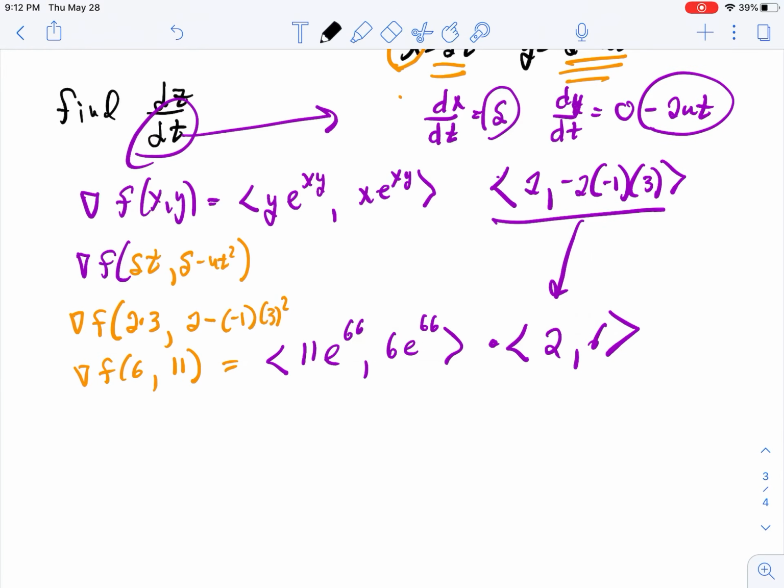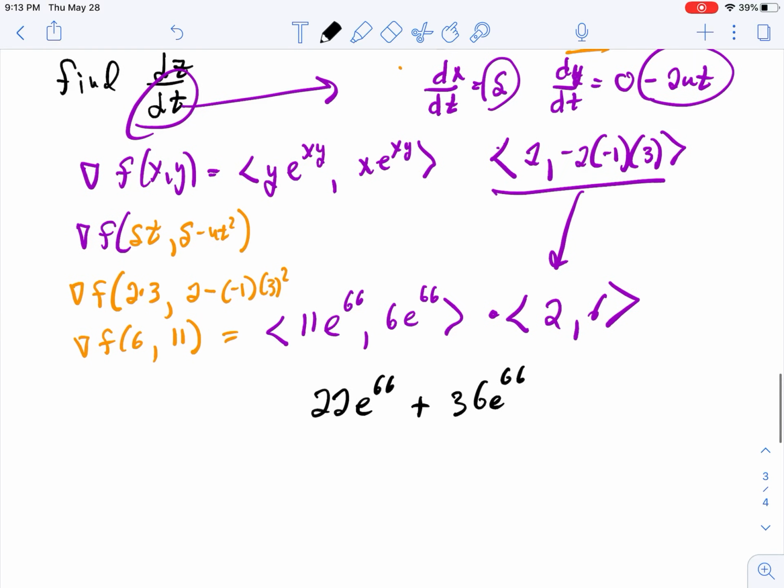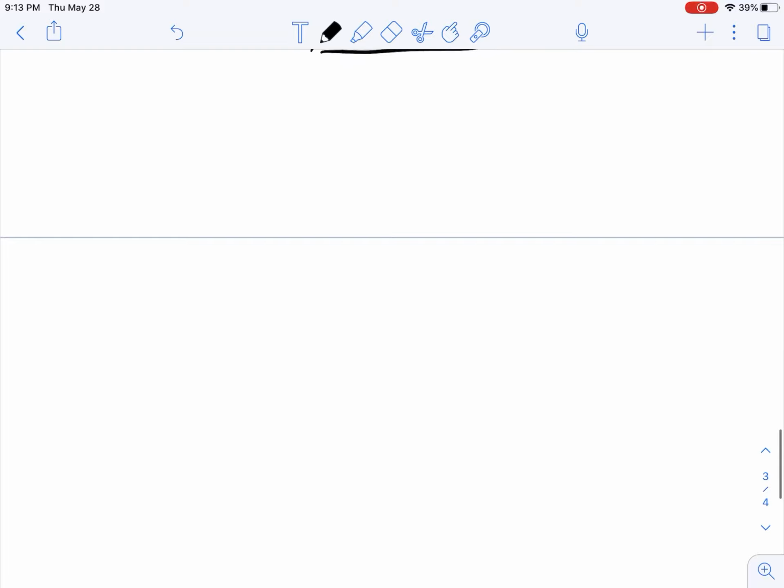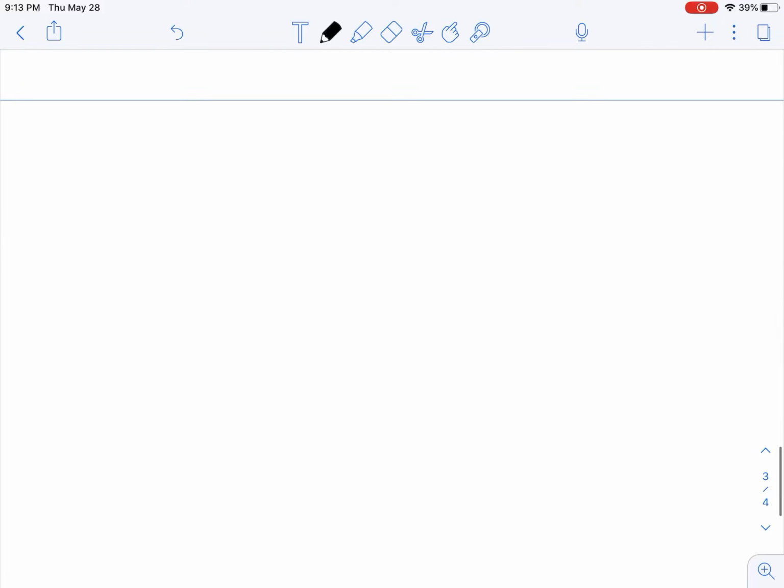All right, so now it's got the basic things to do. Do the dot product. So we have 22e to the 66 plus 36e to the 66, and it looks like we can add those together. So we have 58e to the 66 at that particular point. Hopefully you're starting to see a pattern here. All right, so let's do one more, and hopefully you can pick up on this.